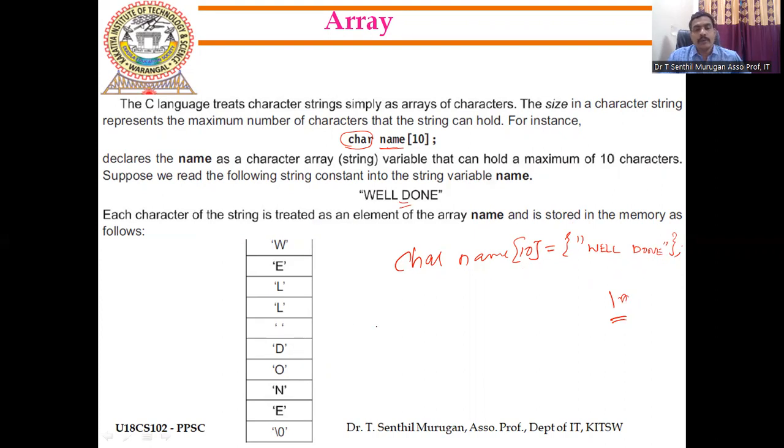Okay. So if you want to give input as individual characters, what do you have to do? name[10] equal to, in single quotes, you have to write 'W', comma, 'E', comma, 'L', comma, 'L', comma, like that. If you write like that, it will be printed like this.